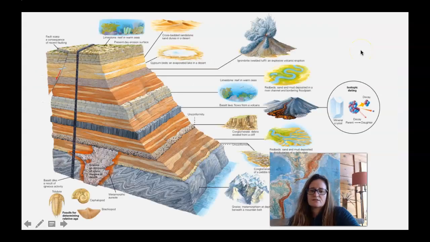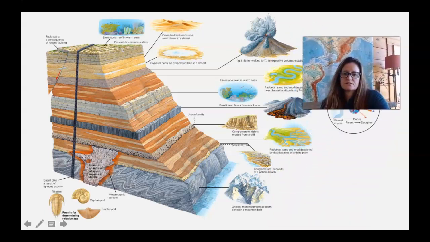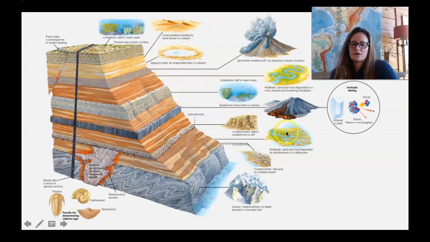All right, the last slide in the PowerPoint presentation is this one, and it kind of is a summary. I'm not going to go through the parts of it, but it talks about figuring out ages and those relative and numerical ages that we can determine to tell the history of the Earth.